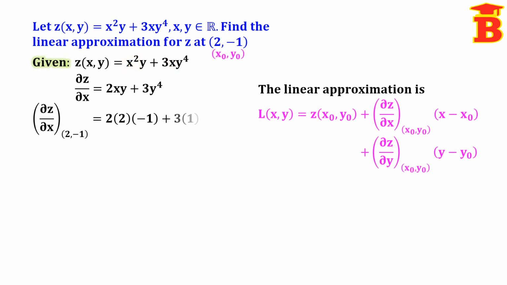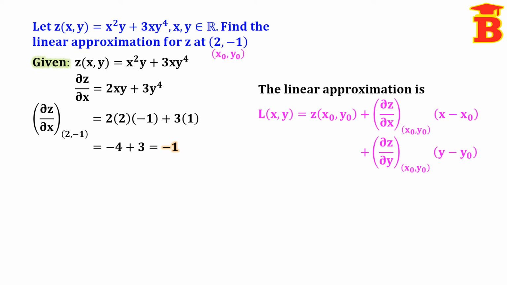We have to substitute the point 2 comma minus 1. Put x is equal to 2 and y equal to minus 1. So here x value 2, y value minus 1. Here y value minus 1 whole power 4, that is plus 1. Multiply this minus 4 plus 3. So this is equal to minus 1.